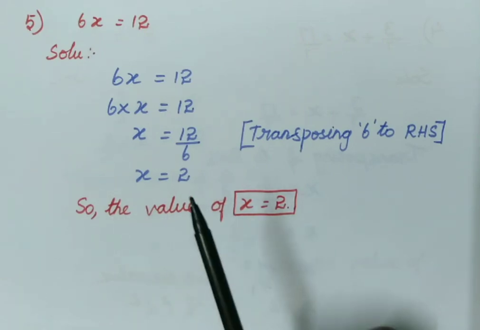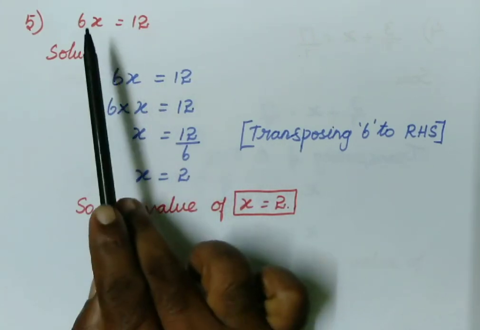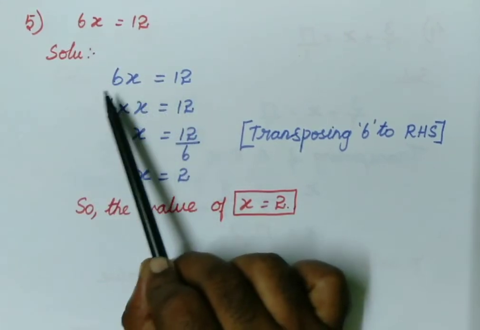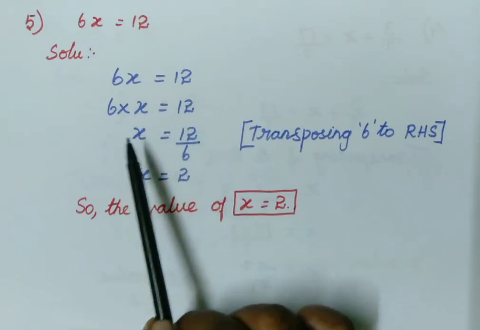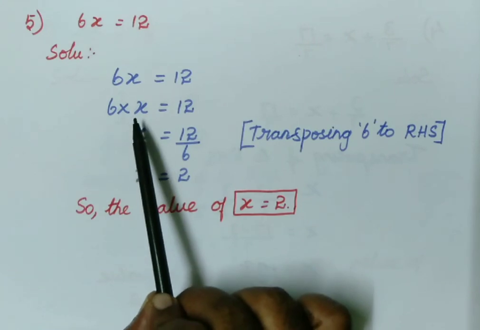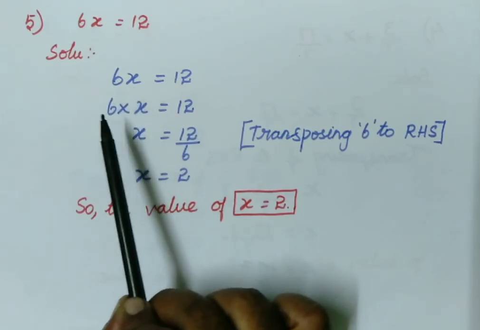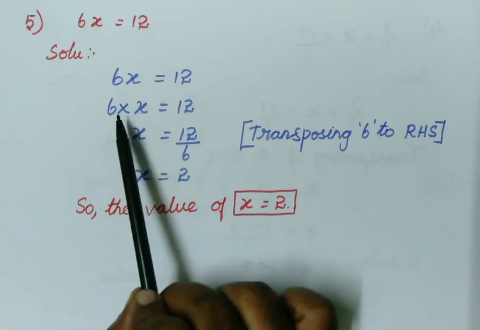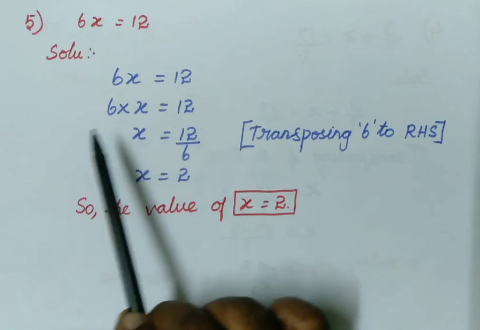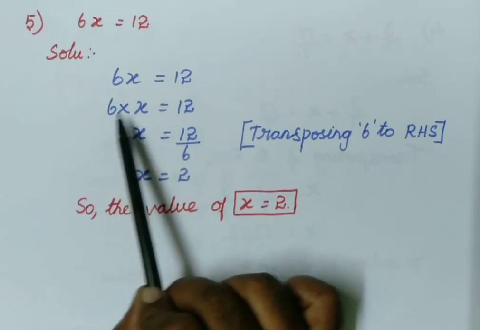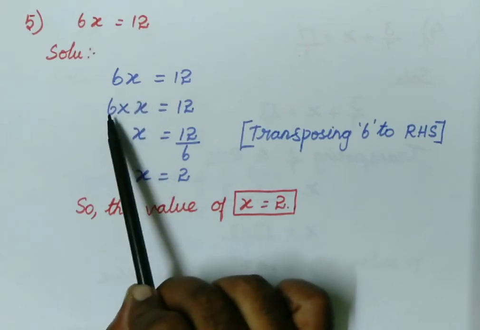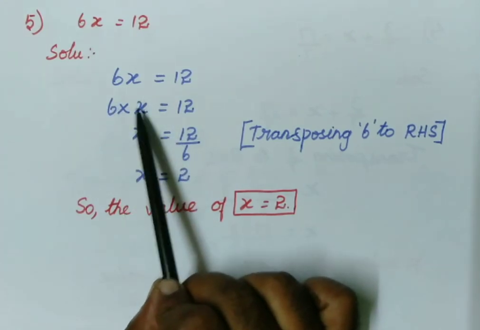Now let us solve the fifth sum. The fifth sum states that 6x equals 12. So rewrite the question as it is, 6x equals 12. Now I'm going to rewrite the 6x in the form of 6 into x. So 6x can be rewritten as 6 into x, because 6 and x are in multiplication. The operation between 6 and x is multiplication. So I'm going to rewrite 6x as 6 into x.